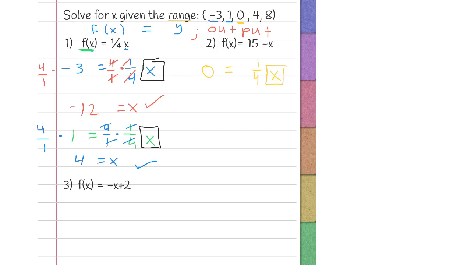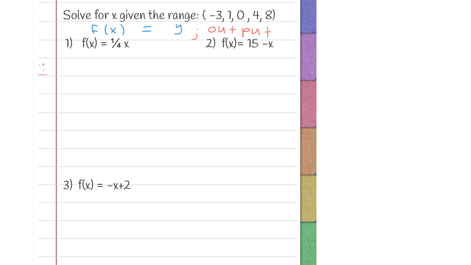Put a box around that x and multiply by the reciprocal on both sides. That reduces to 1, and I do 4 over 1 here. But 4 over 1 times 0, well, that's just 0. So x is equal to 0 in this case. And I'm going to go ahead and let you guys practice 4 and 8, all right? Please be sure to practice because if you don't understand this, you're only going to learn by doing.